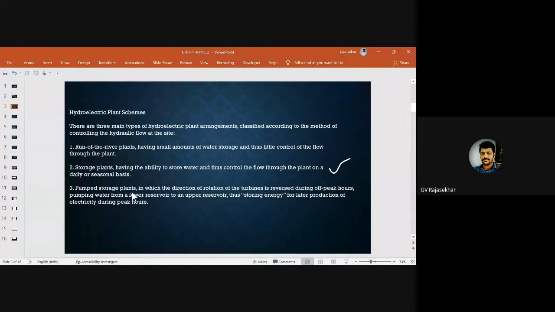Okay, so whenever there is a huge requirement of power, suddenly or conditionally, then we are going to use the water which is stored in the tank, which is situated at a great height from the power plant. So these are the three schemes that are available in the hydroelectric plant schemes.